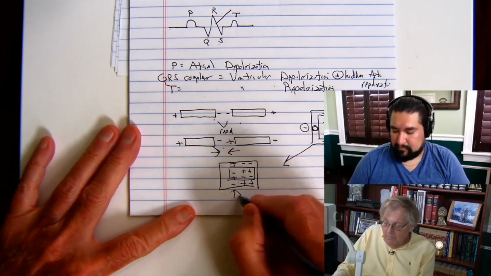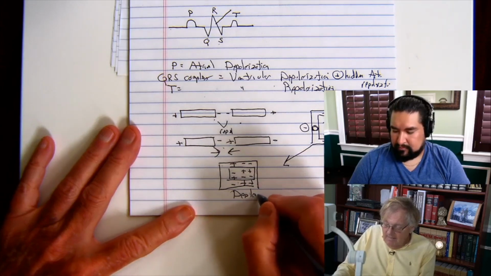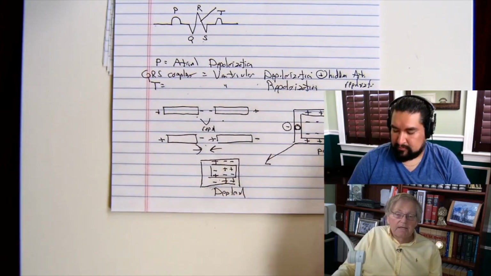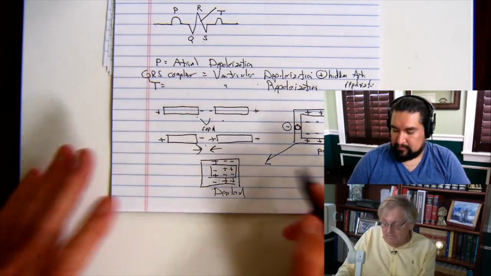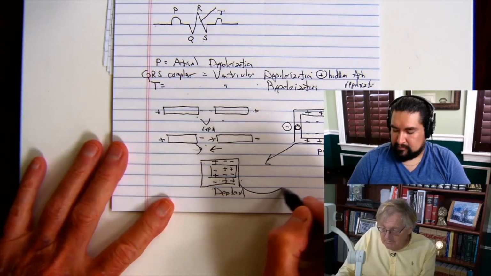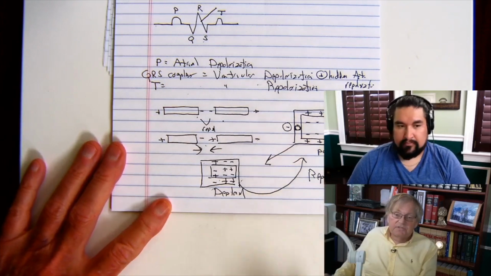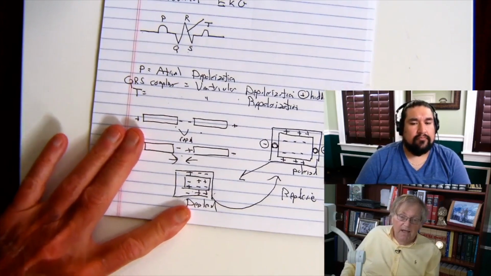That's depolarized. And so therefore, the heart, just like the car battery, as you charge the battery, it's going to have to go back to where it started, and that's going to be repolarized. It's as simple as that. It's just the electrolytes moving around.